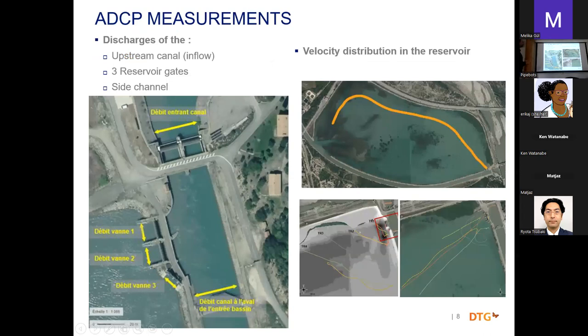So what we did is that we conducted ADCP measurements. I hope all of you know what ADCP is, but it's equipment using ultrasonic waves to measure velocities and discharge. So we measured discharge at the entrance of the channel and then the discharge of each gate of the reservoir. And also the discharge in the side channel. We also measured with ADCP the velocity distribution in the reservoir, so following a path here and close to the inlet and the outlet of the reservoir.